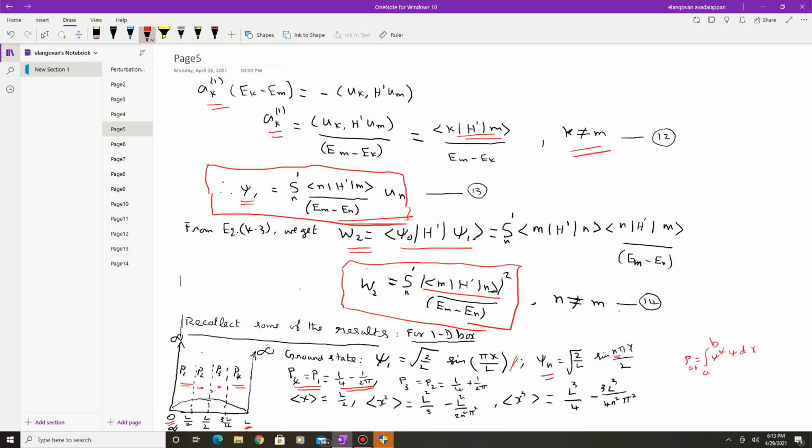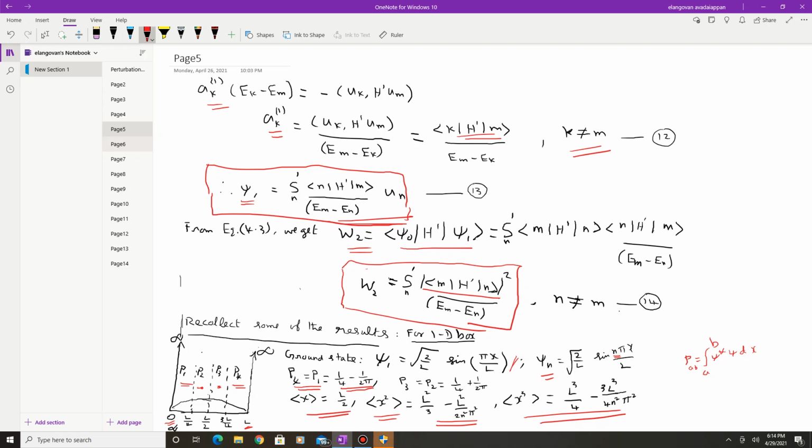Similarly, you can find the expectation values. The expectation value of x for the ground state is calculated as L by 2. Here all the results are for the ground state. The expectation value of x square is calculated as L square by 3 minus L square by 2 n square pi square. The expectation value of x cube has this value. These values were already calculated in the previous lecture.